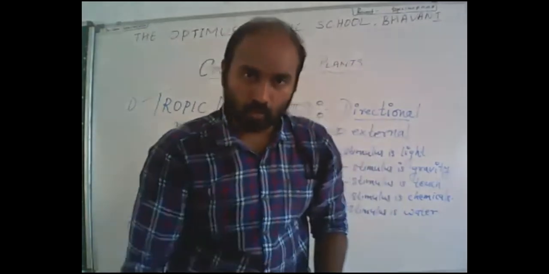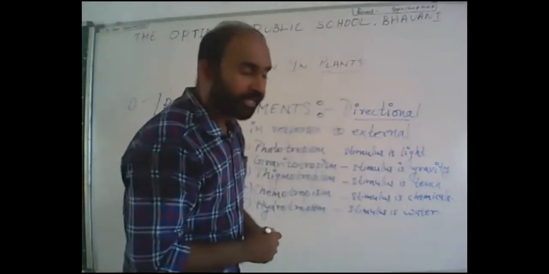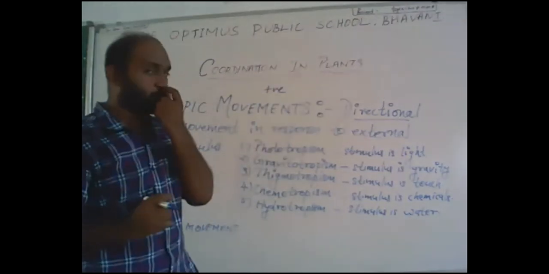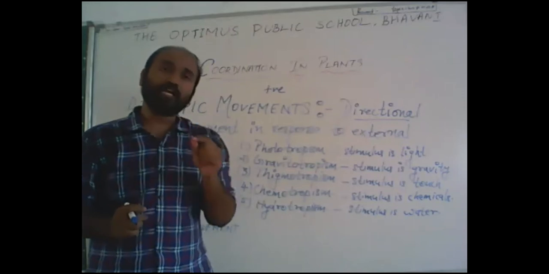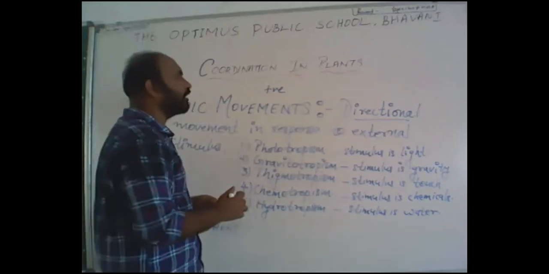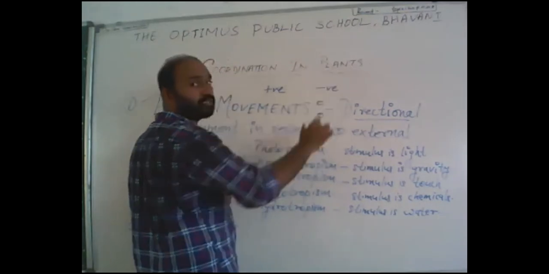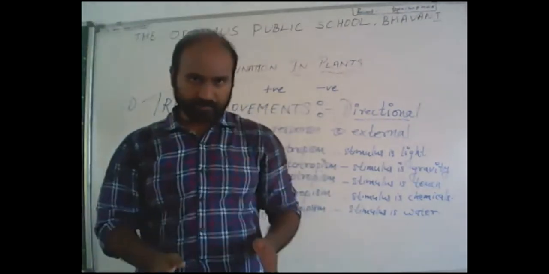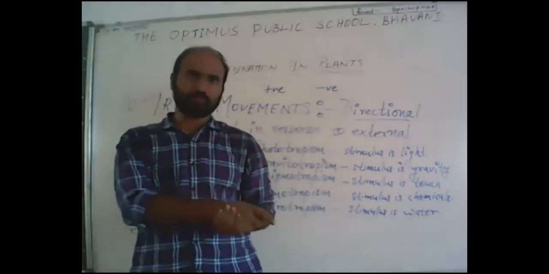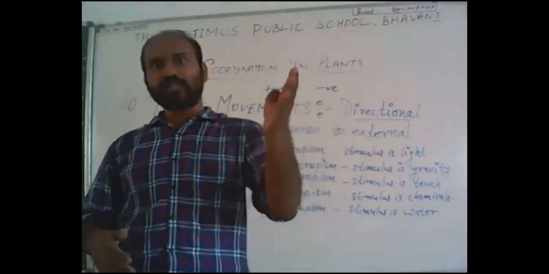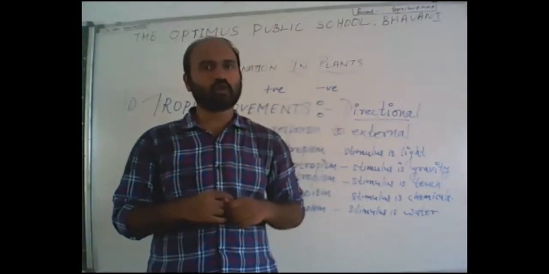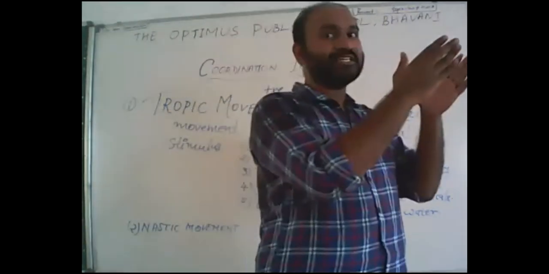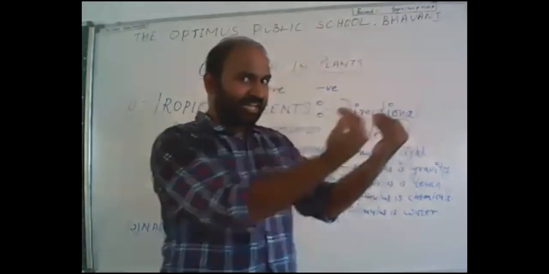If a plant grows towards the stimulus, then it's called positive tropic movement. And if the plant grows away from the stimulus, then it's called negative tropic movement. So tell me, the shoot part, the aerial part of the plant, goes towards the light. Is it a positive or negative tropic movement? Positive tropic movement, right? So the plant grows towards the light.